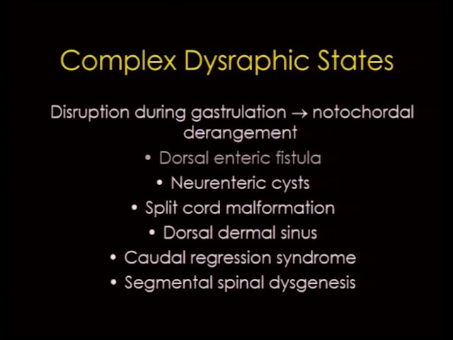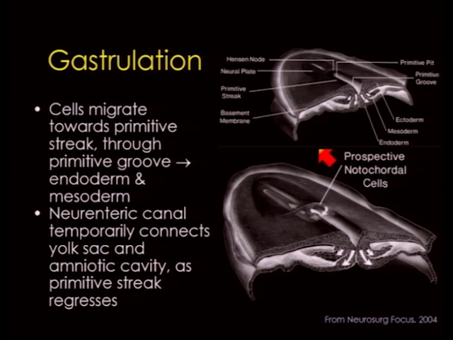So now let's move on to the really interesting stuff, the complex dysraphic states. So these occur when you have a disruption during gastrulation that leads to notochordal derangement. So this is even before the process of neurulation, right? And I want to congratulate all of you for having gastrulated. Some of us did it a little less successfully than others, but everybody's got to get through gastrulation or you wind up with one of these malformations. The dorsal enteric fistula, we're not really going to cover. It's extraordinarily rare.